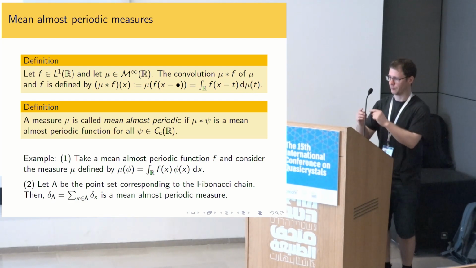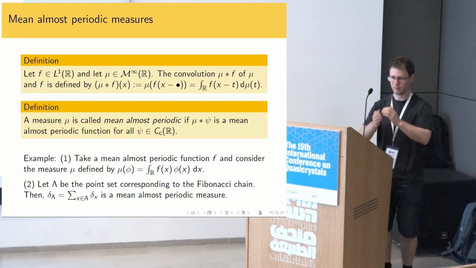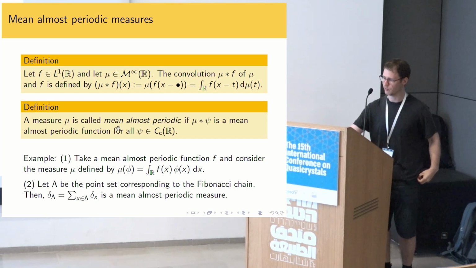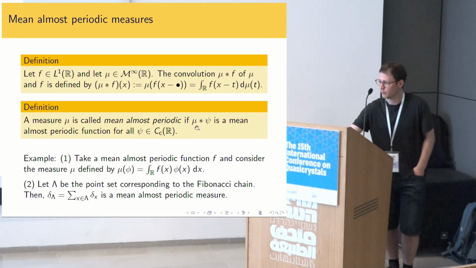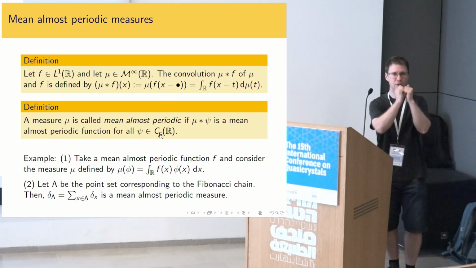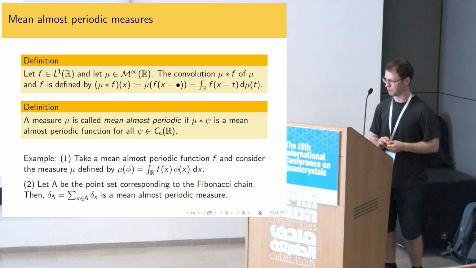So why do I need this? Because now I'm able to do exactly what I said, carry over the concept of mean almost periodicity from a function to a measure. We call a measure mean almost periodic if mu convolved with psi is a mean almost periodic function, for all psi, for all continuous and compactly supported functions. So if I want to know if mu is mean almost periodic, I convolve it with every continuous function of compact support. And if this always is a mean almost periodic function, then the measure is mean almost periodic.